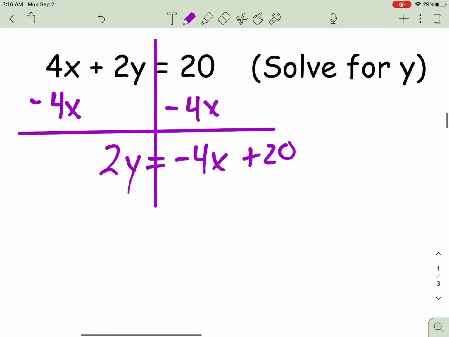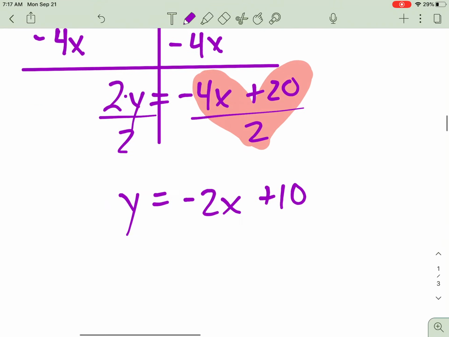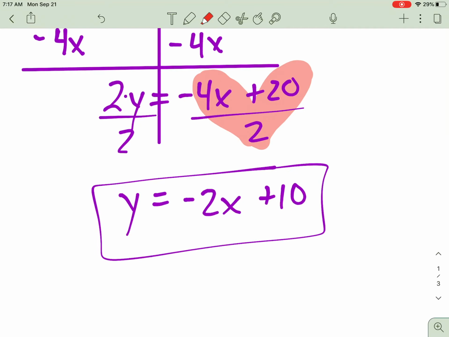Okay, all right, y still has a 2 by it, it says 2 times y, so we're going to divide by 2. So y equals, okay, so when you have something like this, where it's got 2 terms, and you've got a division on the bottom, you have to basically, what we call spread the love, right? You've got to divide by both terms. So negative 4x divided by 2 is negative 2x, and positive 20 divided by 2 is a positive 10. Okay, there's your answer there.